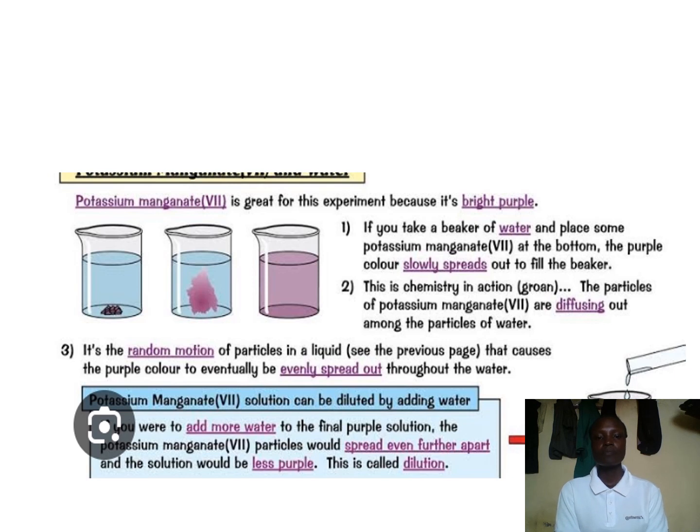Another example is where someone comes into a classroom having applied a lot of perfume. Immediately when she enters the classroom, the smell of the perfume will be smelled by those sitting in front of the class. But after some time, the whole class will smell the same perfume.